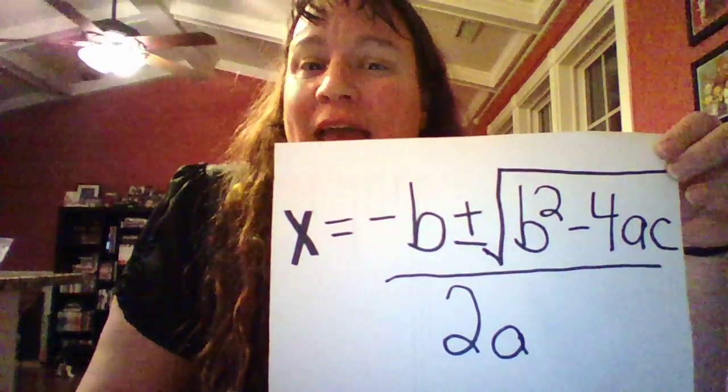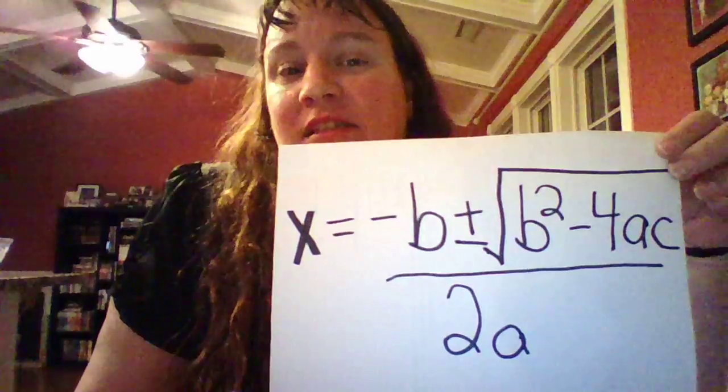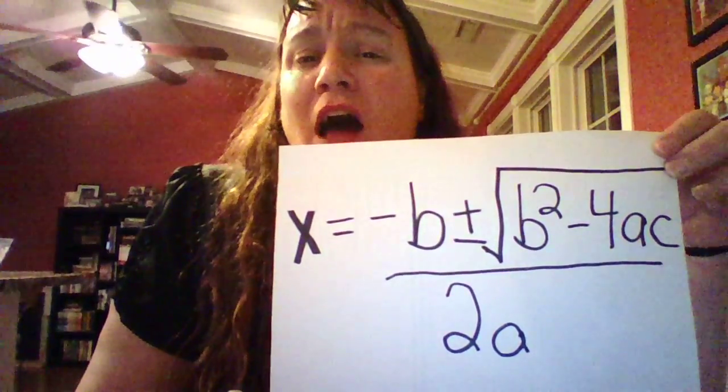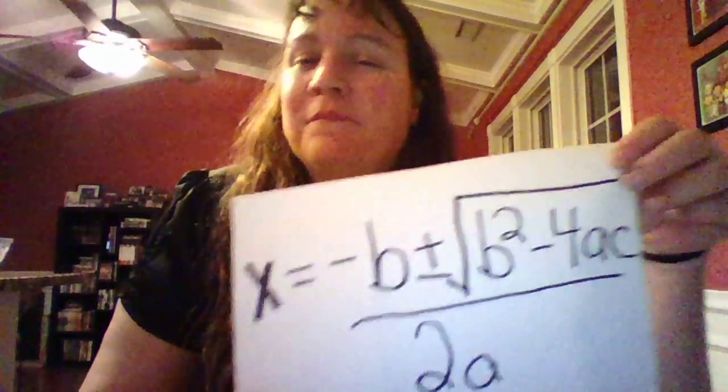Quadratic formula is negative b plus or minus the square root of b squared minus 4ac whole over 2a.